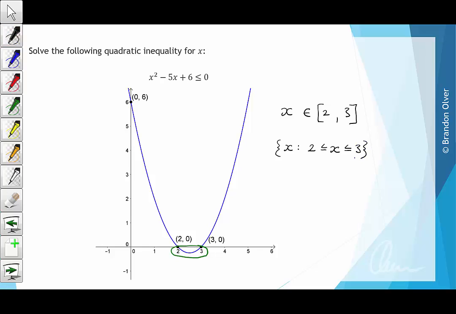So this interval notation or set notation describes the set of x values for which x squared minus 5x plus 6 is less than or equal to 0.